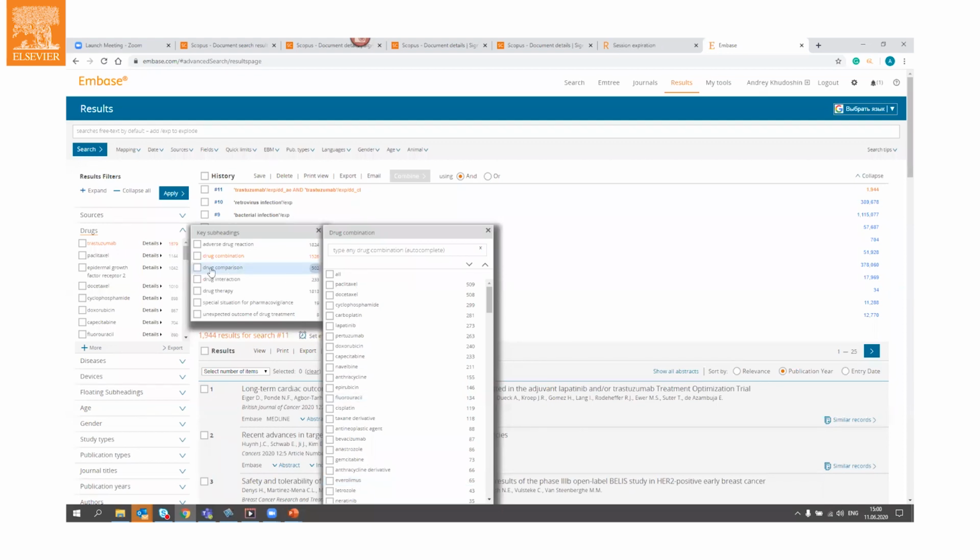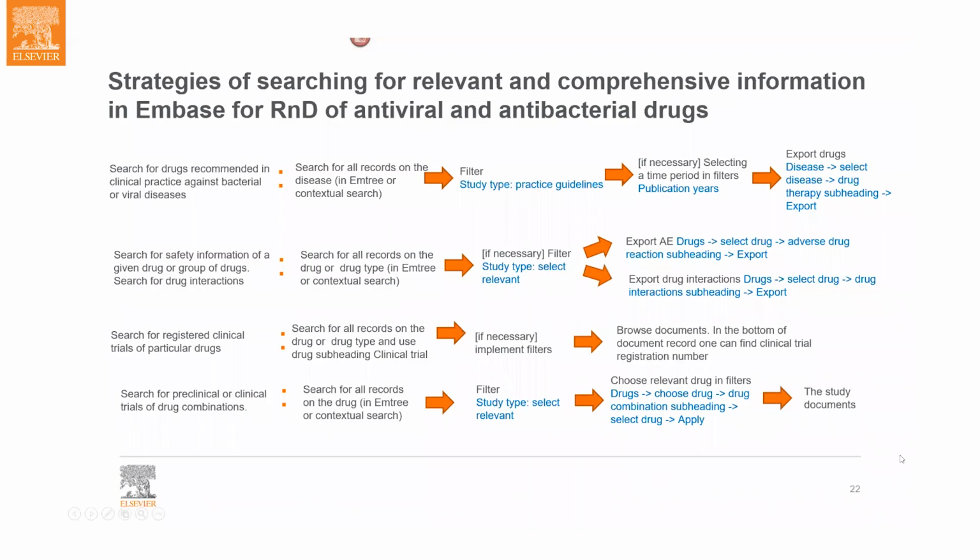Also, you can find useful information from drug comparison to assess which drug is better, drug interaction, drug therapy we already discussed, and we have 2 more subheadings related to pharmacovigilance. So these strategies are in the presentation. The presentation is available on the Research Academy. After this webinar is finished, you can easily download it from Research Academy together with your certificate, together with additional guides, and start using and getting benefits from Embase immediately.